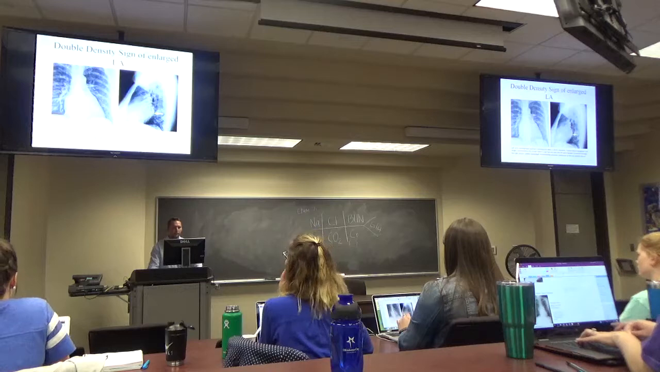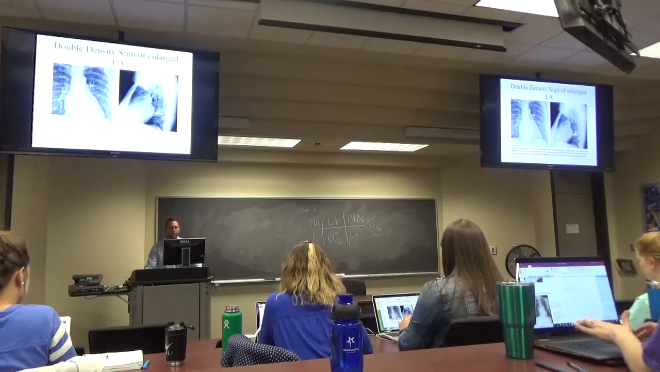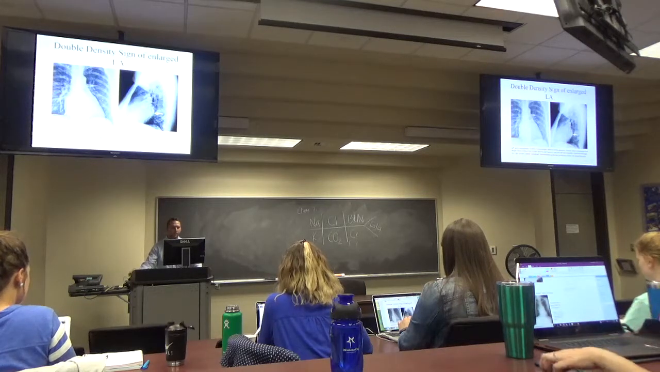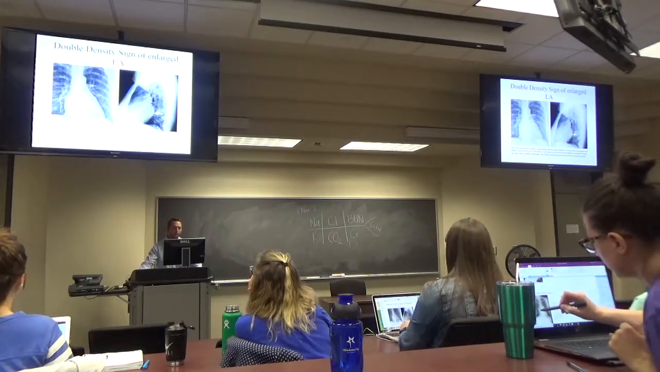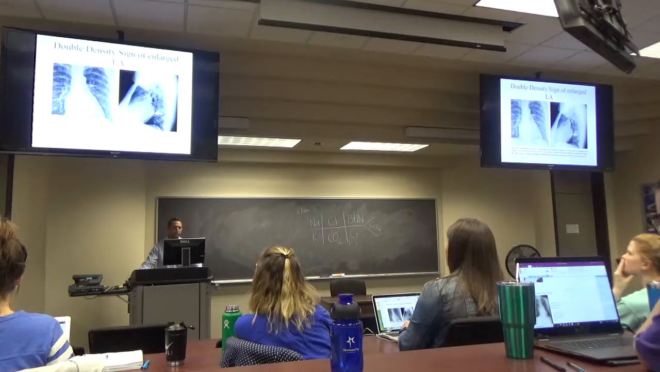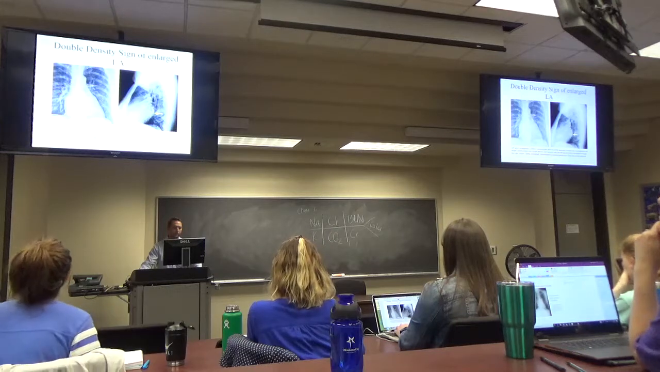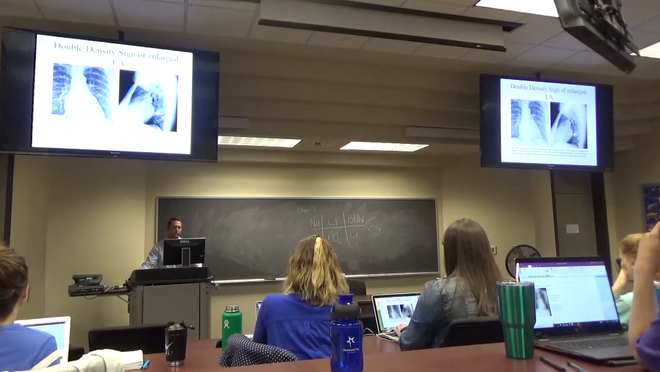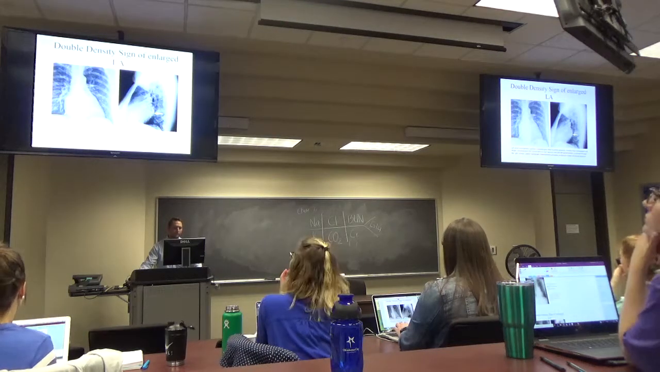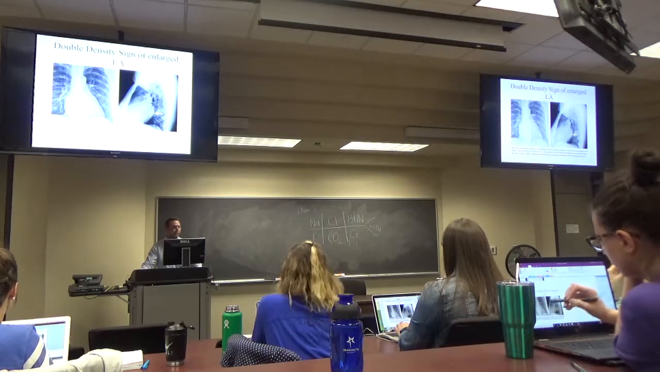This is something that I wanted to show you guys. This is called the double density sign. Whenever you see this density right here on a chest x-ray, this is the left atrium, in back of the right atrium, okay? So you get this double density sign right here, and it just means that you have left atrial enlargement.